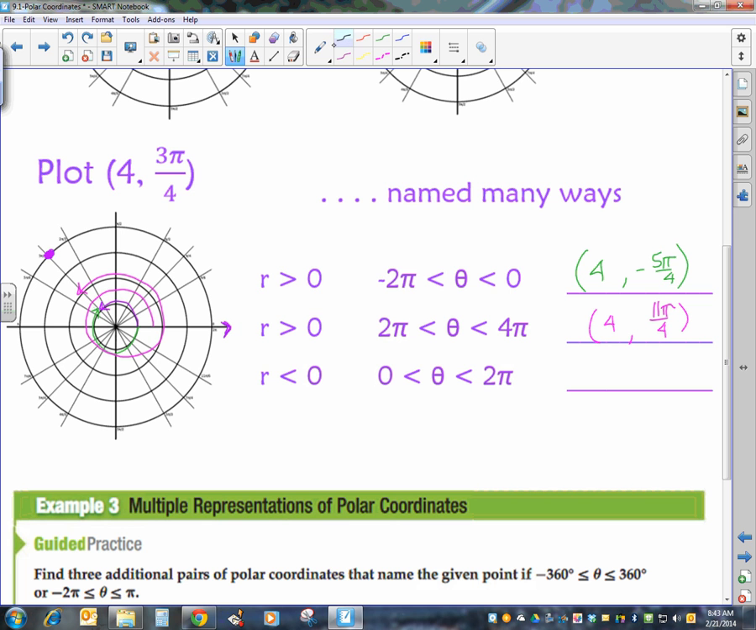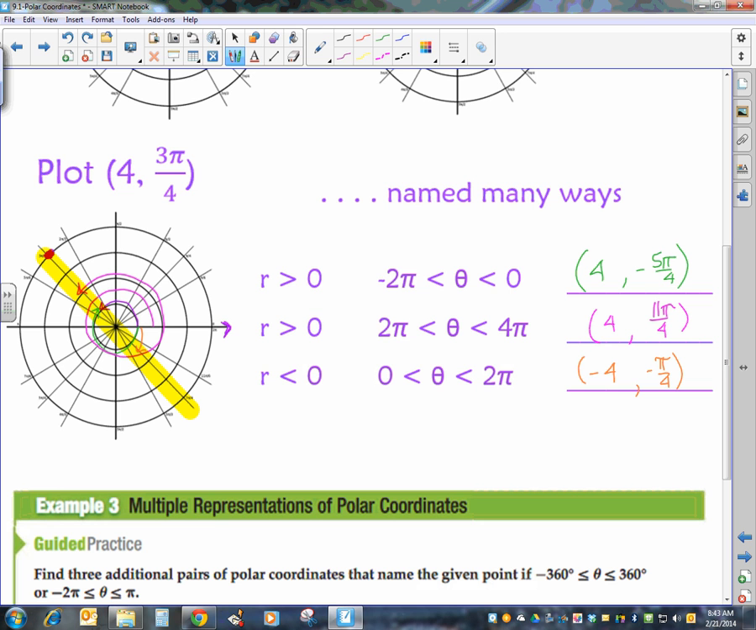So if I go backwards, what you want to think about is what's on that same straight line with it. So basically you're going pi, or 180 units, in the opposite direction. So instead of going 3 pi over 4, I'm going to go to negative pi over 4. And negative pi over 4, if I went that far, then I would go backwards 4 units. So that would give me a negative r value.